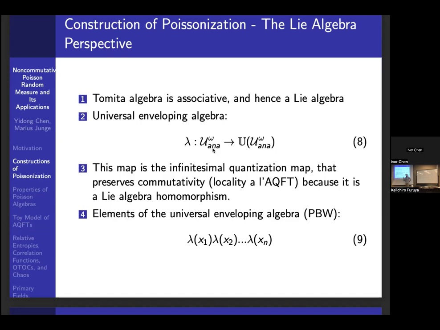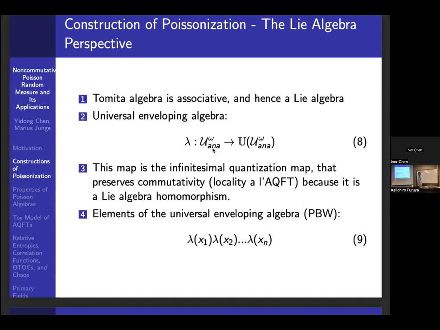The way to understand this map in this context is that it is an infinitesimal counterpart of your quantization, of your Poisson quantization. Obviously, it preserves commutativity because it's a Lie algebra homomorphism; by definition, the Lie bracket is preserved. It has a ramification later on when we talk about locality in AQFT, but we'll probably come back to this point. And elements in your universal enveloping algebra, by PBW basis, you can write them out as such: X1, X2, up to Xn, all elements in your algebra. It's a formal thing, but you can always write it, and it's a vector in your universal enveloping algebra.